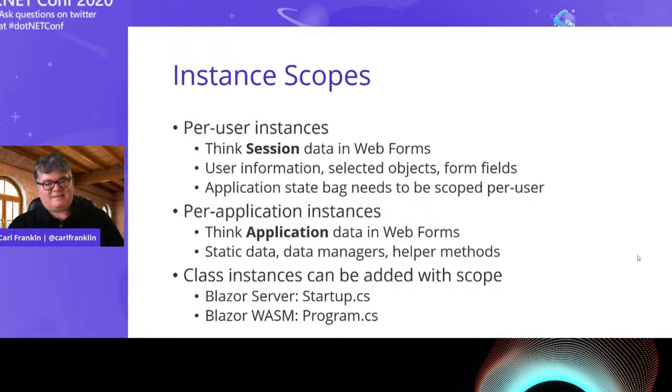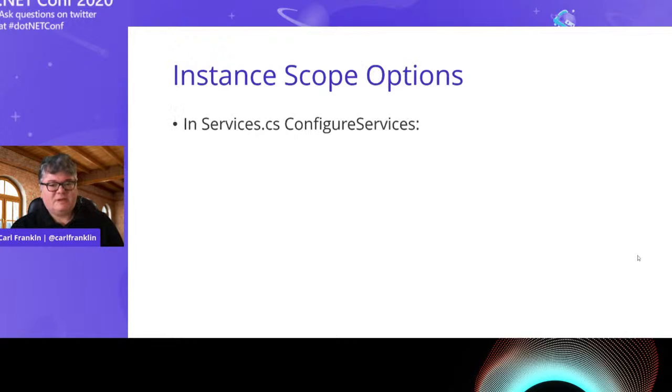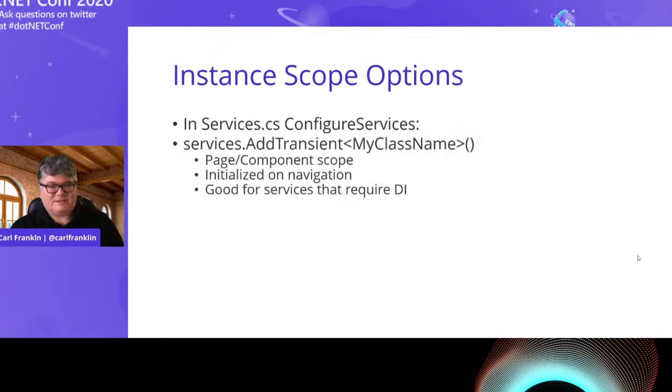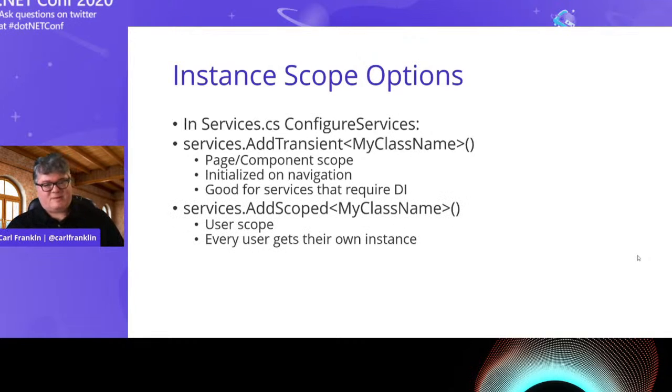So you can add these instances with scope in Startup.cs for Blazor Server and in Program.cs for Blazor WASM. In Startup.cs for Blazor Server, in ConfigureServices, you can add transient. This is for that class level. You would do this instead of just creating a class level variable if you require dependency injection. If these classes have to be set up with dependencies before you use them, this is a great way to do it. AddScoped is that per user scope.